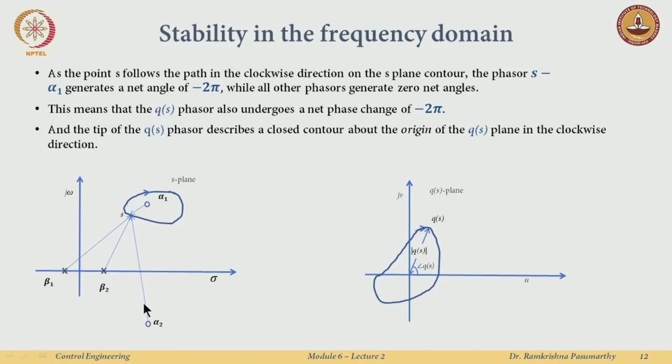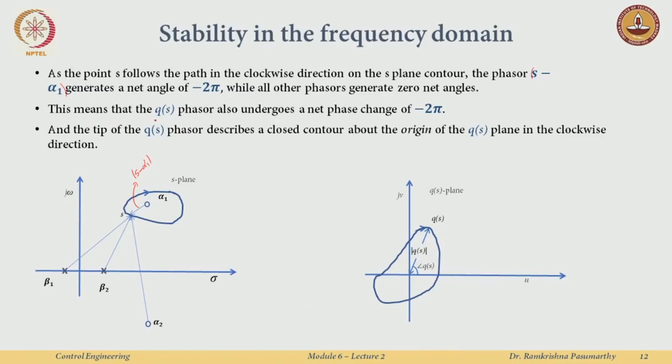Similarly with alpha 2. So the phasor s minus alpha 1, if I mark it here, generates an angle of minus 2 pi, while all other phasors generate 0 net angle. Okay, carefully, we will go to the next statement.